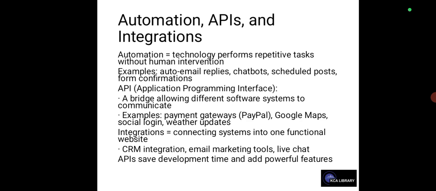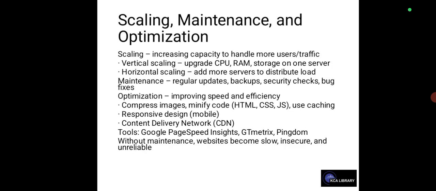Now, integration simply refers to connecting these systems into one functional website. So an API is the bridge that allows this to work. All right. Then we'll talk about CRM integration. You can use email marketing tools, live chat. So APIs save development time and help to add powerful features.